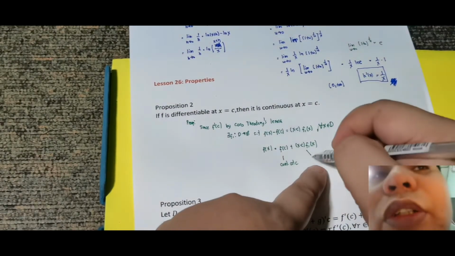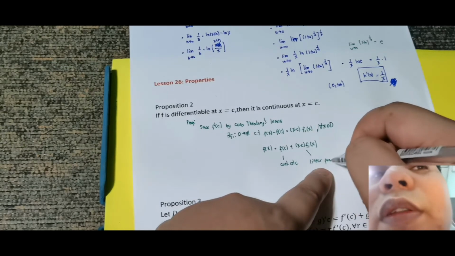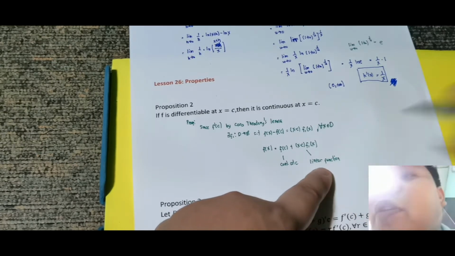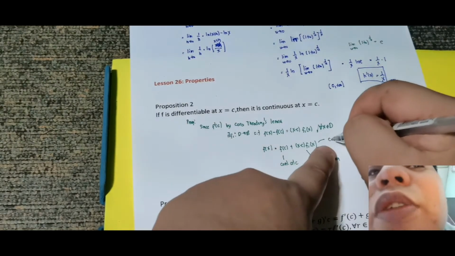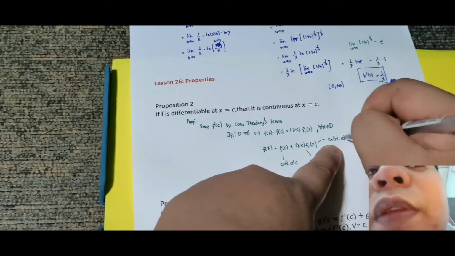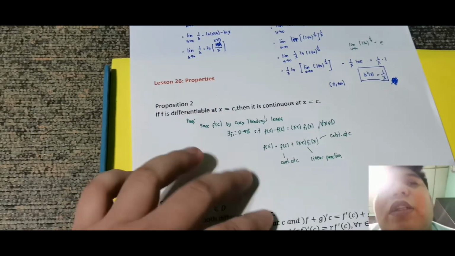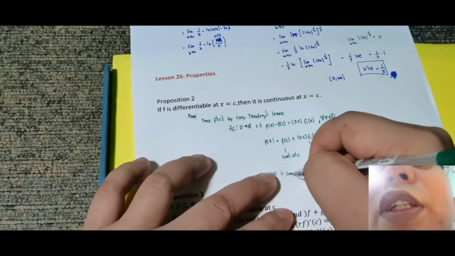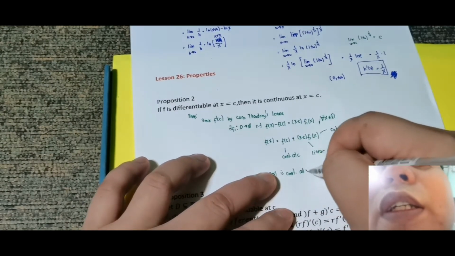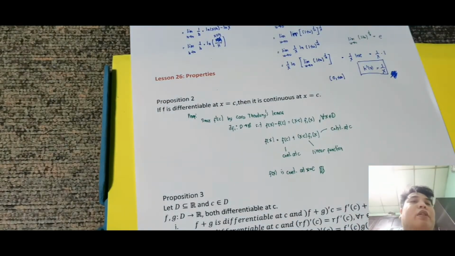Ito ay linear function, yung x minus c. Alam natin ang linear function is always continuous at any point. Tapos, ito yung f sub 1 of x is also continuous at c. Okay, so therefore, yung product na ito is continuous. Yung sum nila is continuous. Therefore, f of x is continuous at x equals c. So, that is done. Ganun lang kasimple gamitin si Caratheodory's lemma.